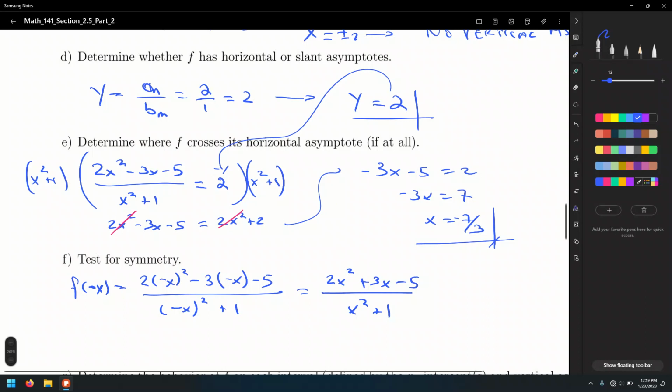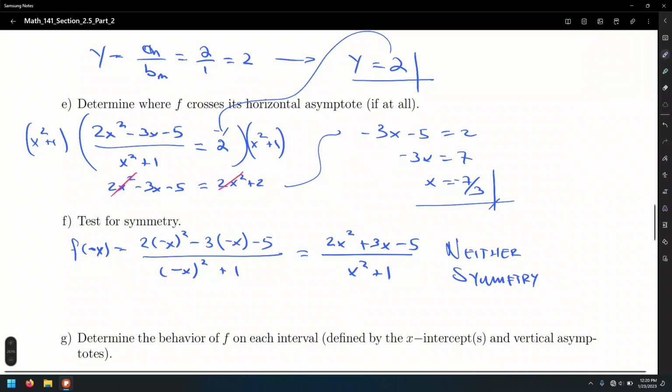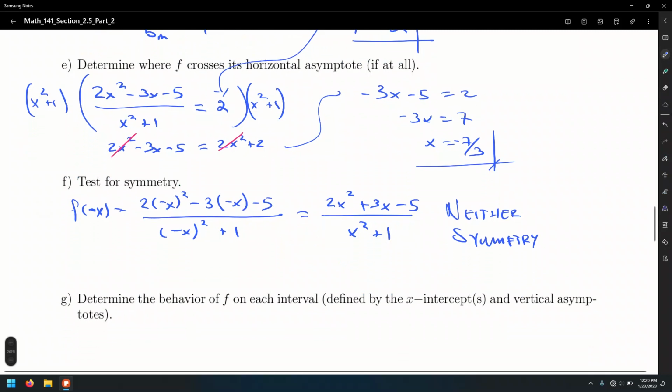That is a function whose graph would be symmetric about the origin. Or otherwise, if we had obtained the same original function, it would have been an even function. That is a function whose graph is symmetric about the y-axis. So in this case, no symmetry, or neither. Neither symmetry. All right. And now end behavior, draw a number line, test values.